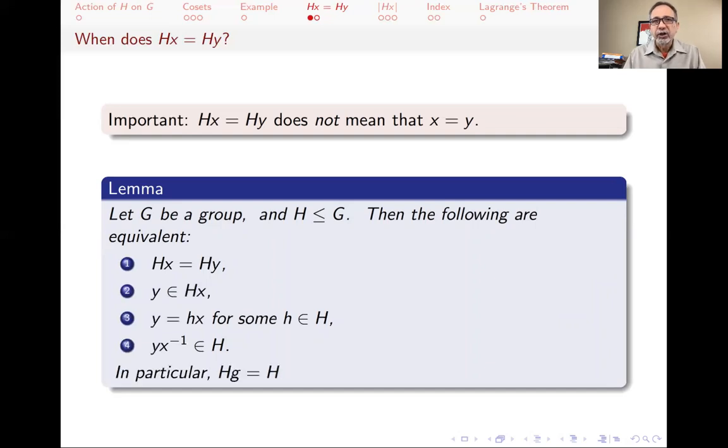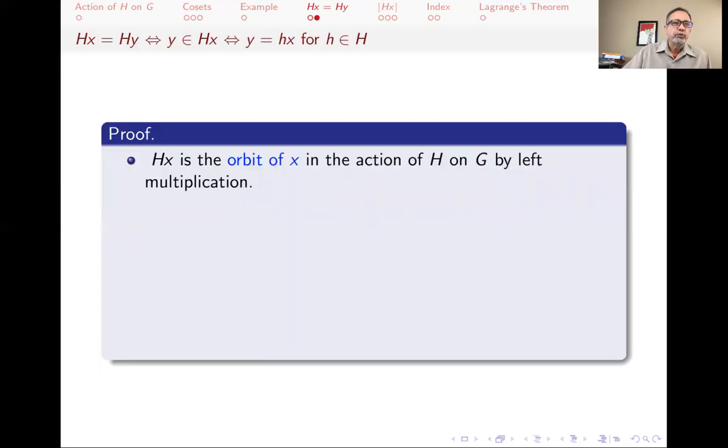And in particular, when is Hg equal to H? Which cosets are actually the subgroup? Exactly if and only if g is in H. If you take H times an element of H, you get H. But if you take H times something else, you will not get H for sure. You can do this directly. It's not that complicated without mentioning actions. But if you think of it as actions, it's just like there's nothing to do.